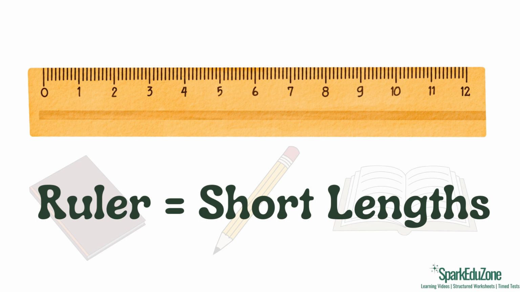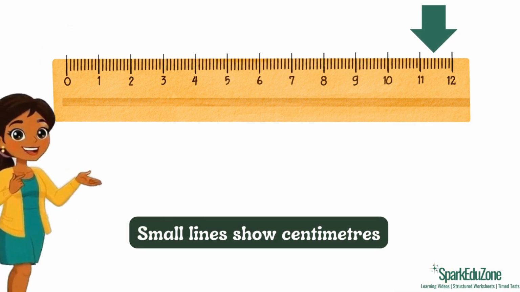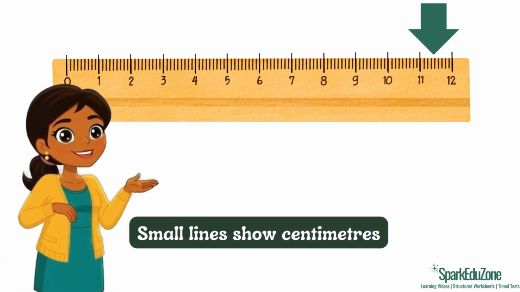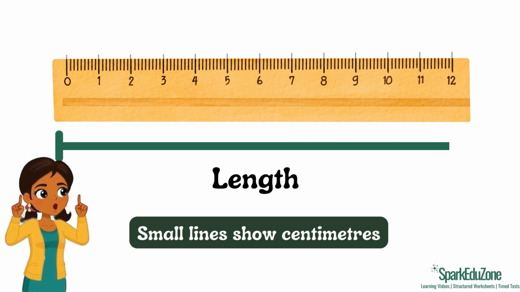Mathematicians, this is very important. Always start measuring at 0, not at 1. These small lines show centimeters, and some rulers also show half centimeters. The number at the end of the object tells us the length.